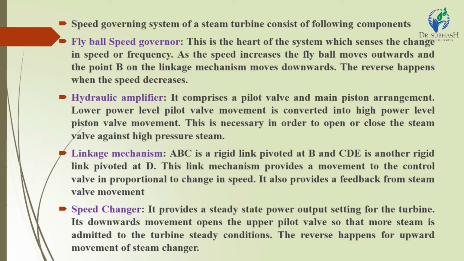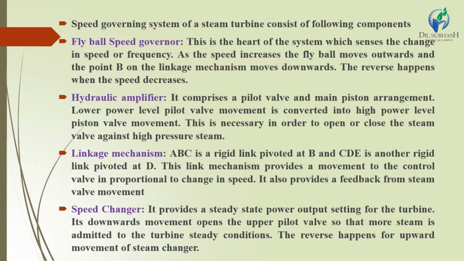In the previous figure is the speed governing system. In this speed governing system, the steam turbine consists of the following components. They are the fly ball speed governor. This is the heart of the system, which senses changes in the speed or frequency. As the speed increases, the fly ball moves outward and point B on the linkage mechanism moves downward. The reverse happens when the speed decreases.